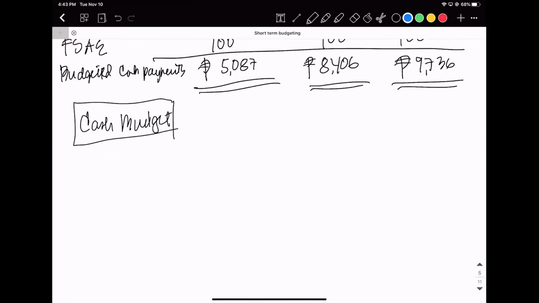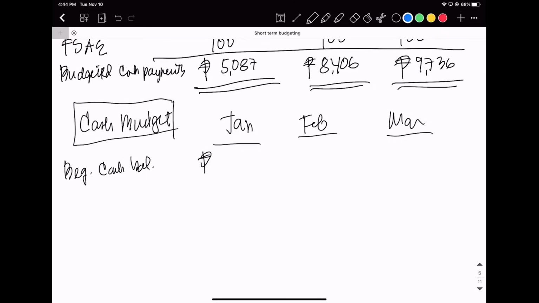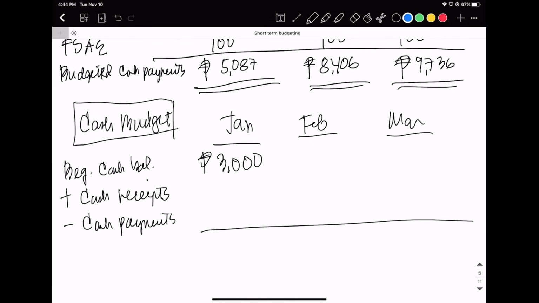Ayan. So January ulit. February. Saglit na lang. March. Okay, so first, yung beginning, of course. Beginning cash balance. So ilan yung beginning? 3,000, no? Sabi. Ayan. And then, syempre, plus cash receipts. Okay. Less cash payments. Okay, so ito yung cash balance before financing. Ayan. So kasi pag kulang yan, mangungutang tayo, di ba?